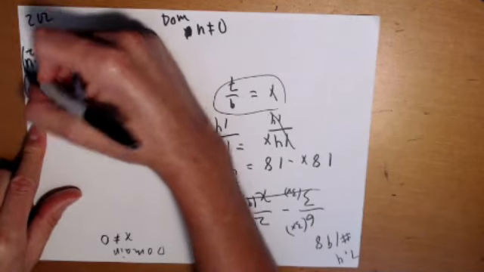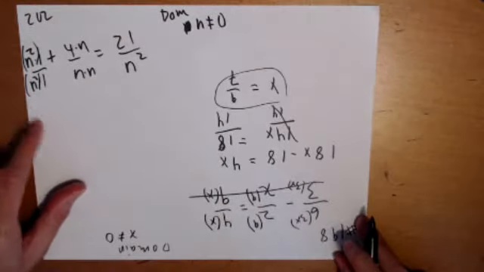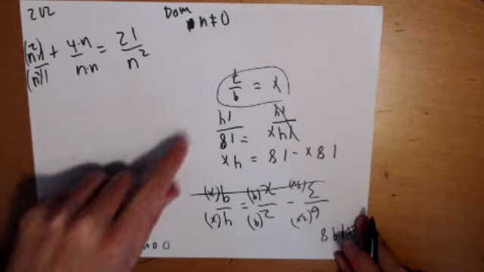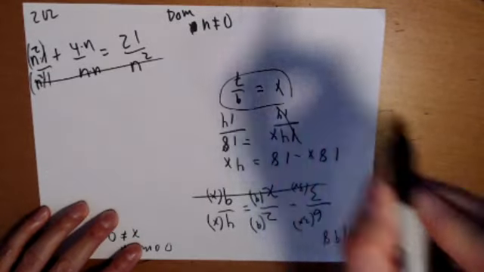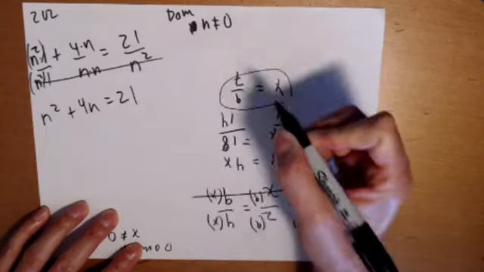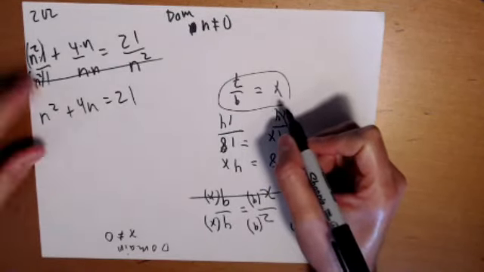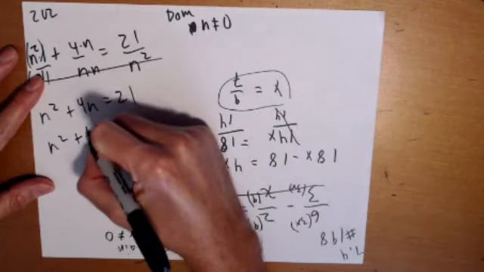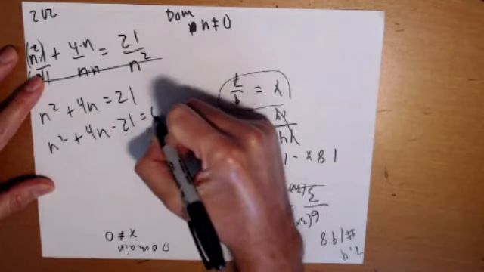So the bottom, if I put it in parentheses, looks prettier. So n squared, bottom, n squared, n squared. Bottoms are all the same. What's left over? N squared plus 4n equals 21. How do we solve this? We need to set it equal to 0. N squared plus 4n minus 21 equals 0.